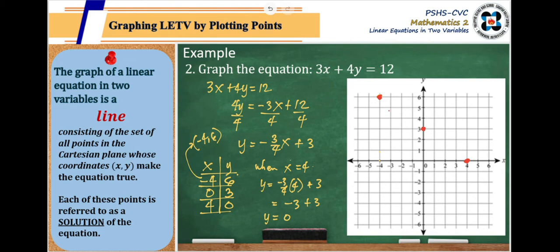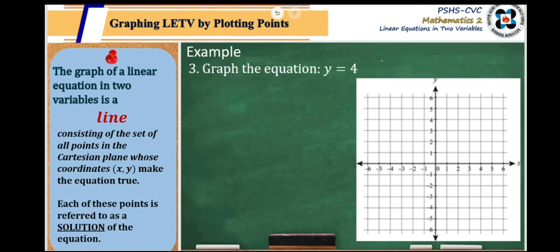After plotting all the 3 points, we now connect the points using a straight line. And remember to put arrowheads at both ends of the line. The 2 arrowheads mean that the line will continue indefinitely in both directions. After that, label your line. So here I'm going to label it as the line 3x plus 4y is equal to 12.